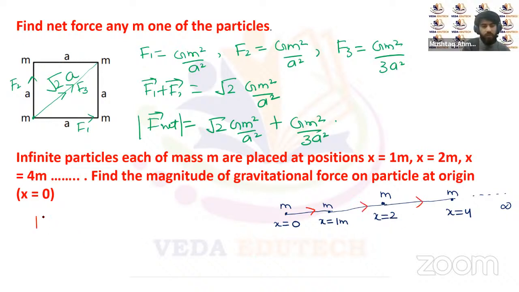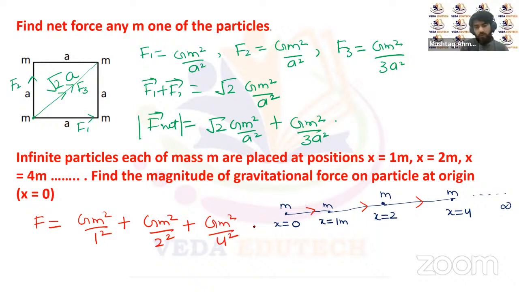Now calculating the net attractive force, it will be equal to, because of the mass at x equal to 0 and x equal to 1, the attractive force will be Gm square upon 1 square, and then we'll have Gm square upon 2 square, then Gm square upon 4 square, and so on. Now you can see here, it will be up to infinity.